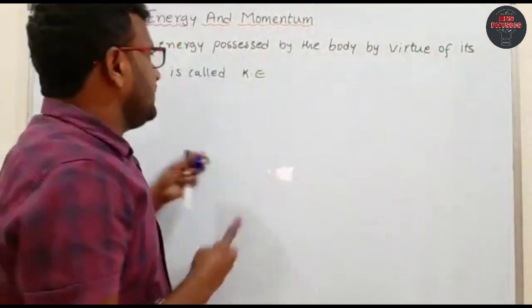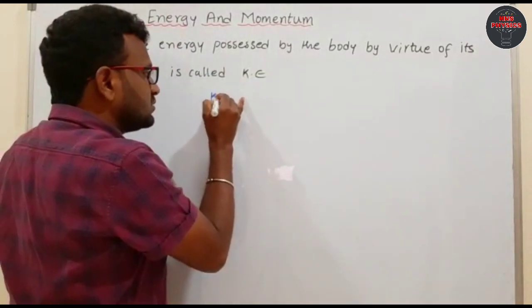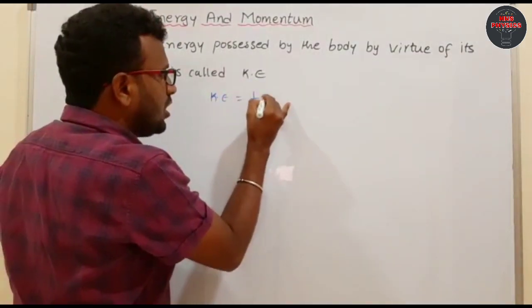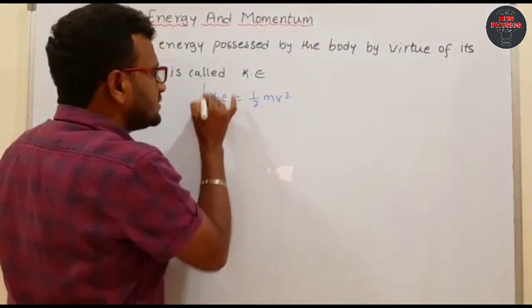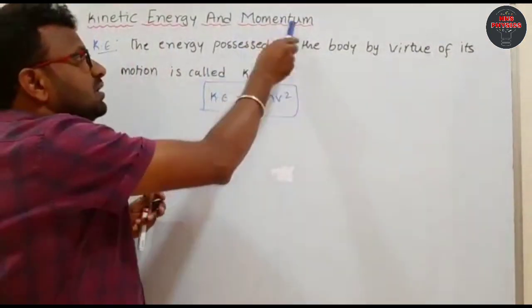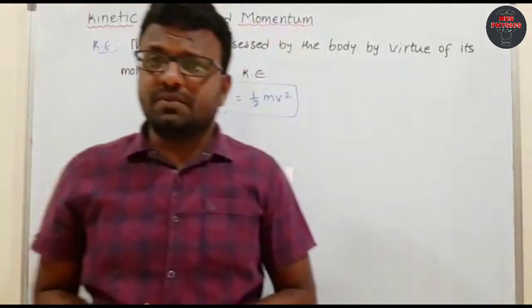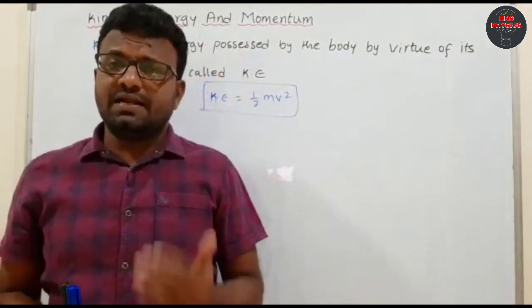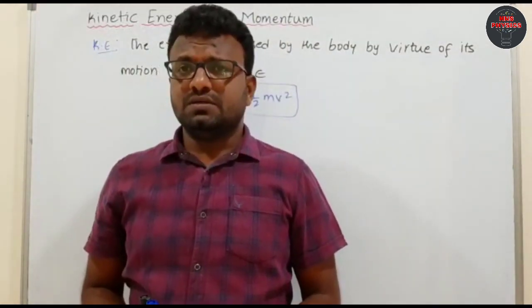So we'll see the mathematical expression for kinetic energy. Kinetic energy equal to half mv square. So this is the formula for kinetic energy. Next come to momentum. Momentum is nothing but the product of mass and its velocity.